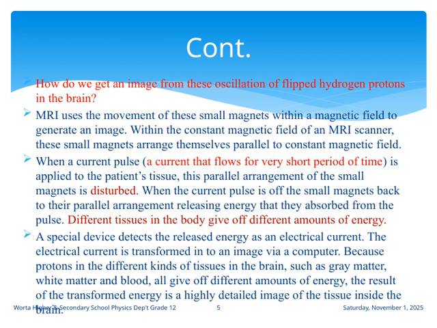Because each tissue type releases a unique amount of energy, the resulting image is highly detailed, allowing us to see the inside of the brain with great clarity. So, in essence, MRI works by measuring how these protons respond to magnetic fields and pulses, and by translating that response into the detailed images we rely on for diagnosis and research.